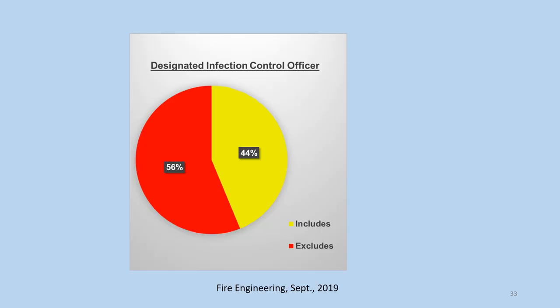Now, in my survey that I did in 2018, asking about new hire training and including the role of the designated infection control officer, as you can see, the majority of departments did not include this information, which I believe is essential. Knowing what happens if an exposure occurs, how does the system work?